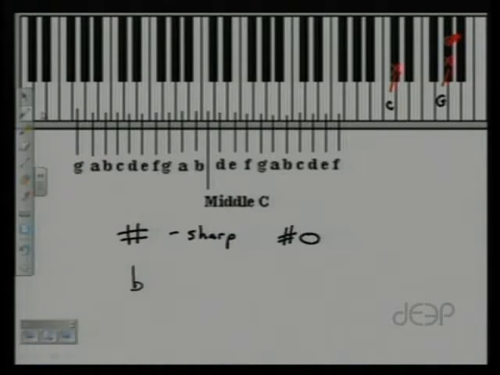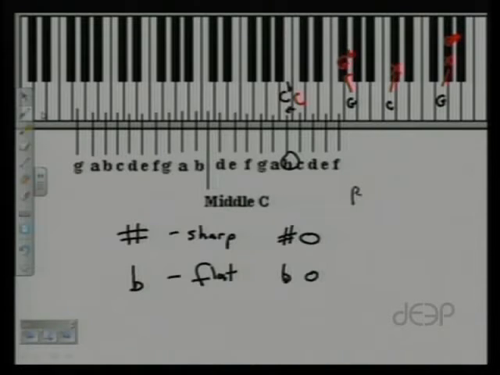Next, we have a flat, and a flat is used to indicate a note a half step lower. So if this is G, then G flat would be found right there. Now, a couple of things that you do need to know, and that is, let's say we have the note C right here, then C flat might be found right there. Okay? Now, you can tell also that that note is named B.